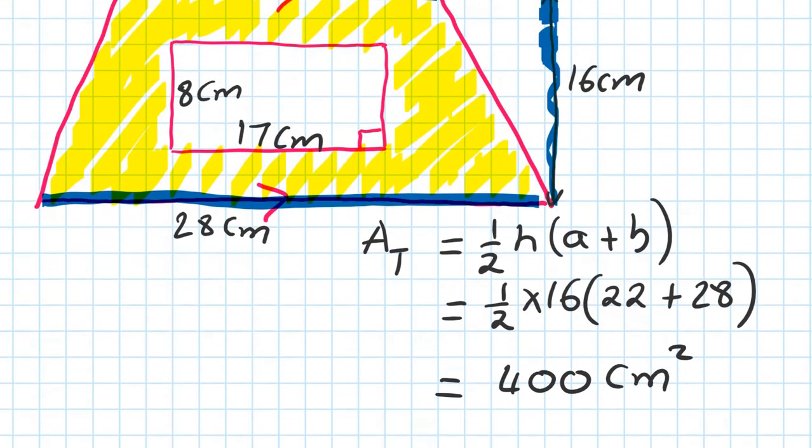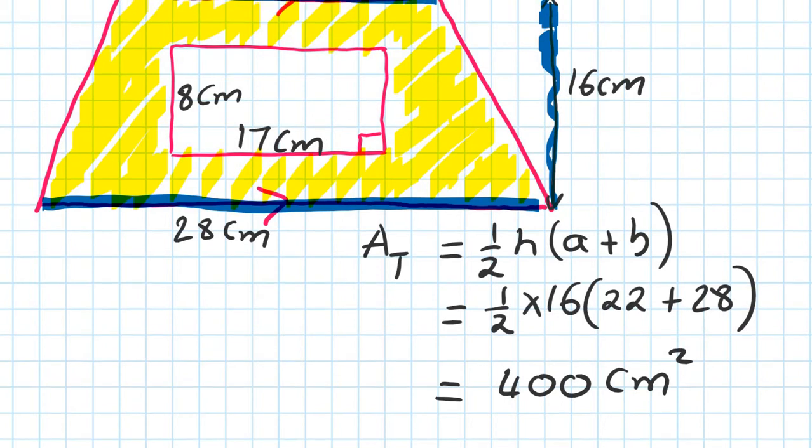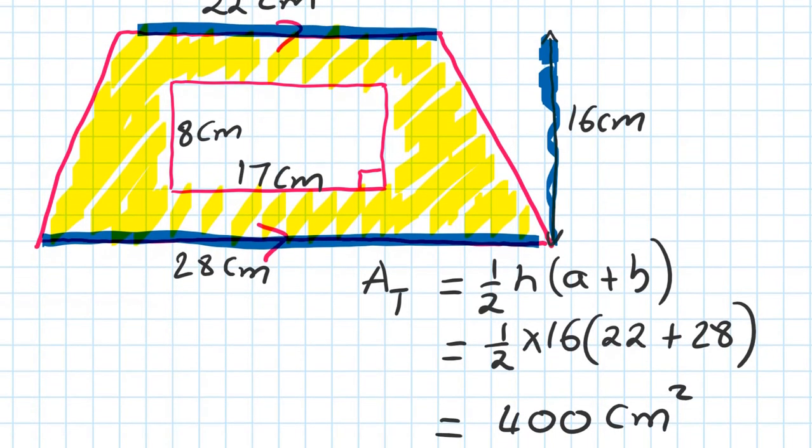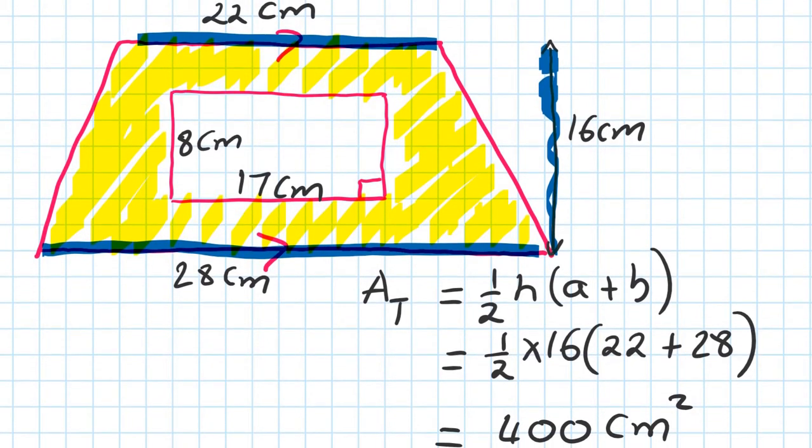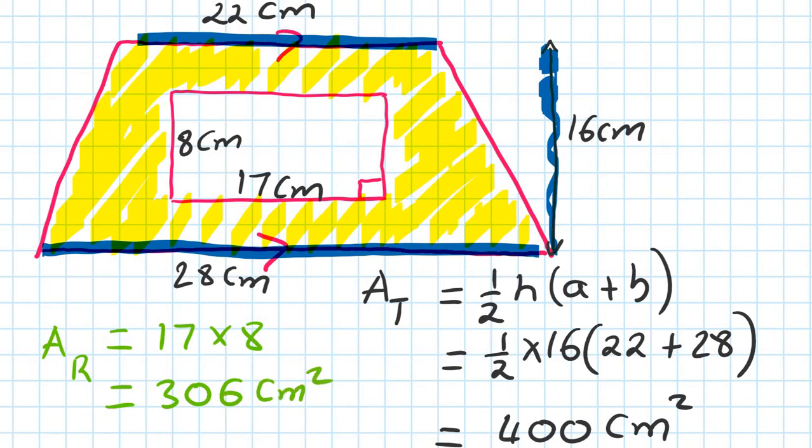Now you've got the area of the trapezium. All I need to do now is work out the area of the rectangle. I'm going to do this on here with a different color. So the area of the rectangle, AR, or you can write A1, A2, it doesn't really matter. It's just a naming convention. The rectangle is length times width, which is 17 times 8. If you put that in your calculator, you should get 306 centimeters squared. You see?